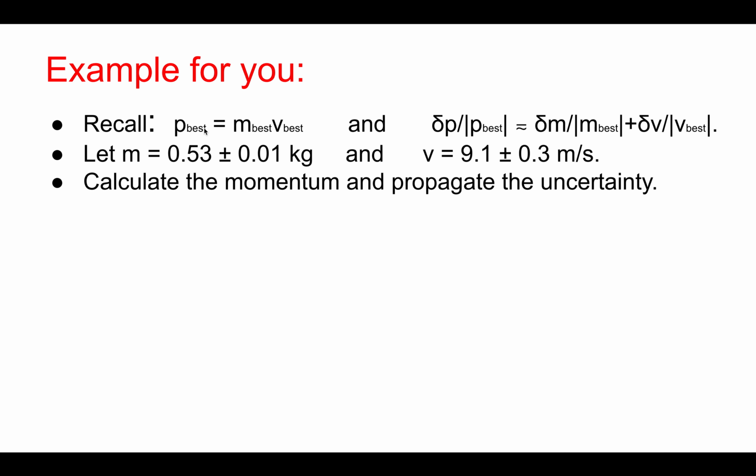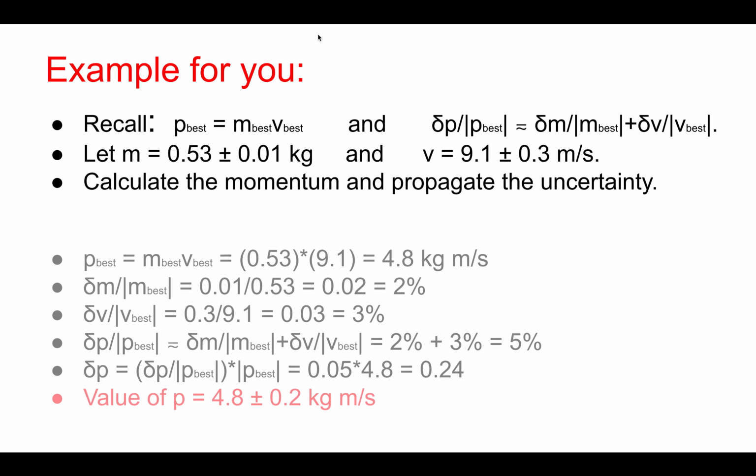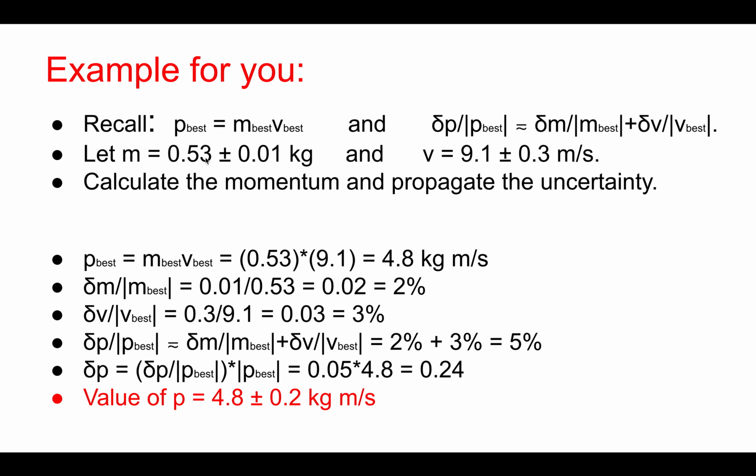We have momentum, which is mass times velocity. I want you to calculate the momentum and propagate the uncertainty. You can pause the YouTube video and try to work that out on your own. Okay, let's show. P best again is just M best times V best.